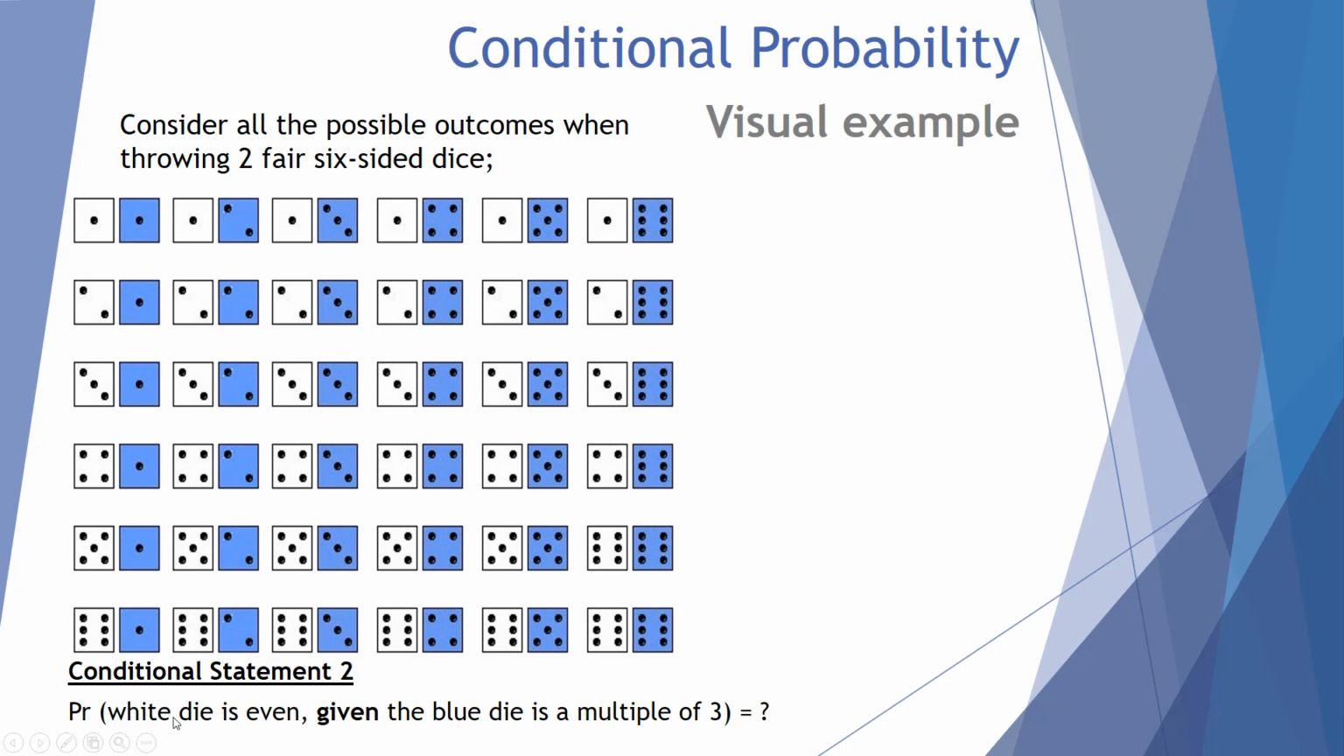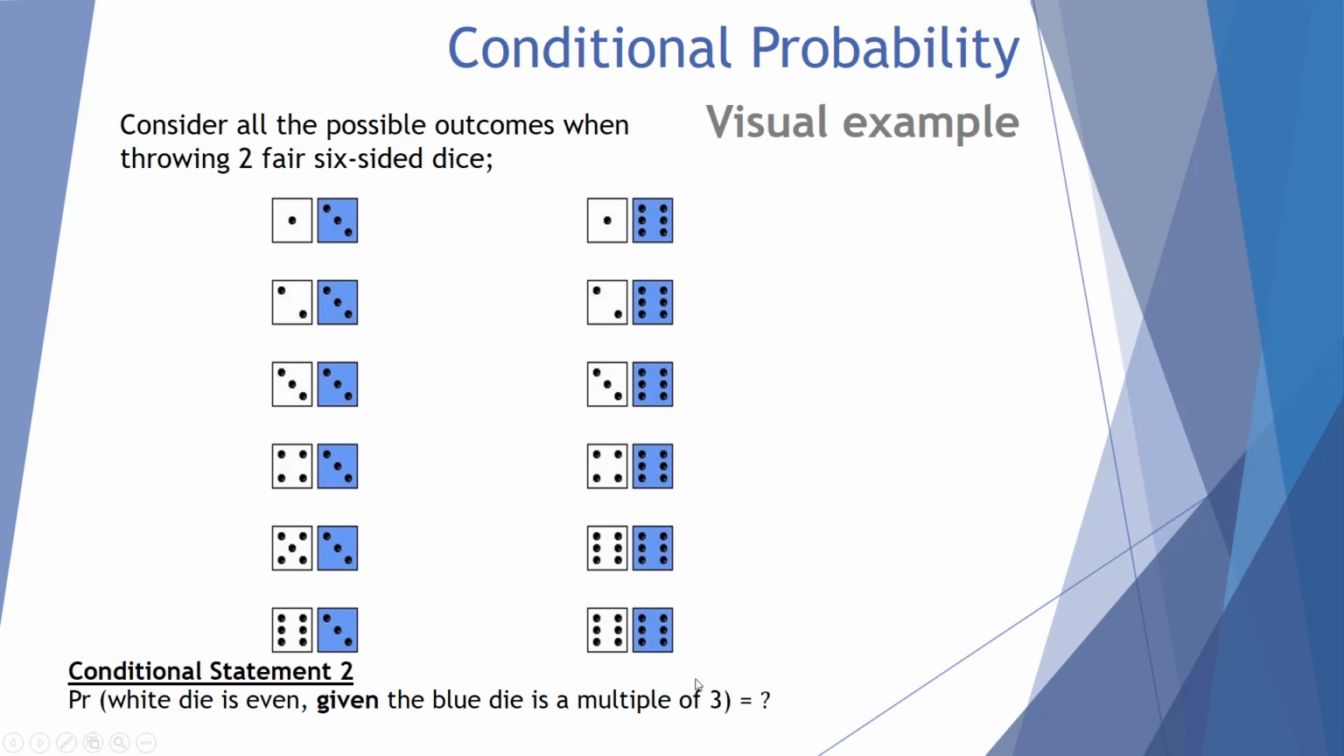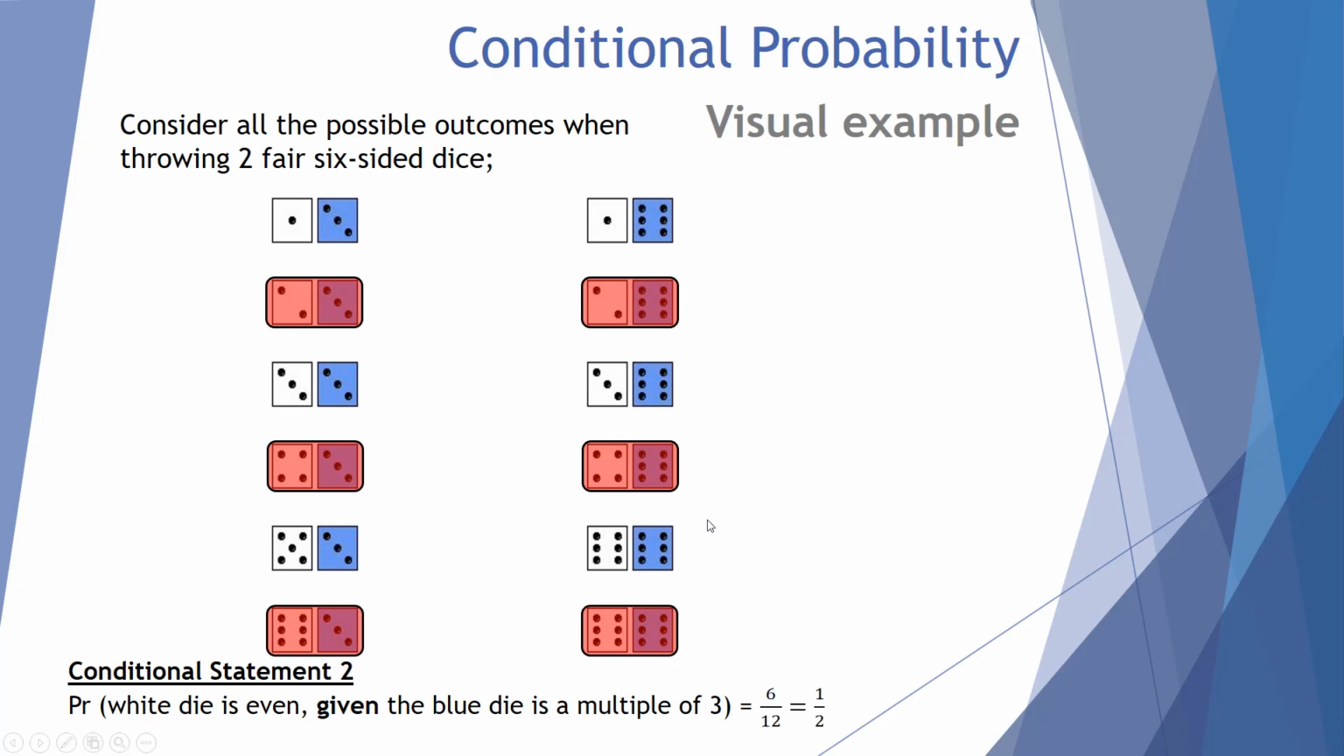Conditional statement number 2. What's the probability of a white die being even given the blue die is a multiple of 3? Well, here's the blue die with multiples of 3. Whether blue die is 3 or 6, they're multiples of 3. And the probability that the white die is even in this situation, well, there's a 2 for the white, another 2, a 4, and 6s. So we have here 12 possible outcomes with 6 successful outcomes. So 6 out of 12 gives us a probability of 1/2, 1 over 2.